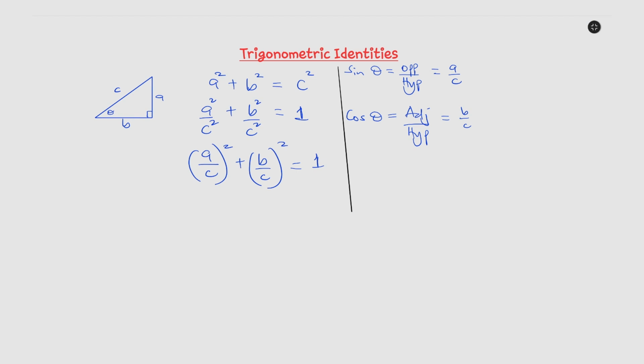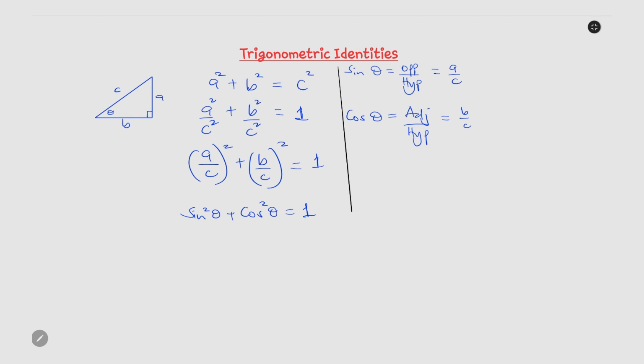Now if you check here, we have A over C squared, and we can see that A over C is sin theta. In the second part, we have B over C squared, and B over C is cos theta. That means we can rewrite this equation as sine squared theta. Remember, you square the sine, not the theta. Theta is an angle, so you don't square the angle. So sine squared theta plus cos squared theta is equal to 1.